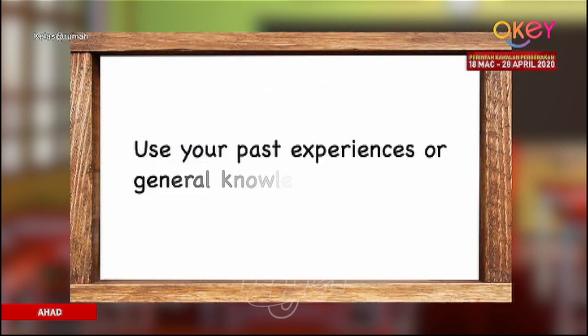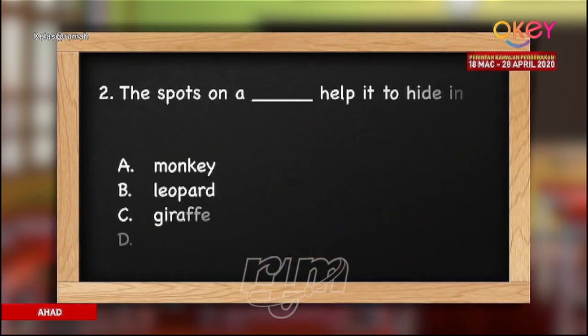Use your past experiences or general knowledge. Sometimes you can use your past experiences to help you answer the questions. For example, question 2 in 2014. The spots on a blank help it to hide in bushes. So which one of these animals has spots? I'm sure you have seen these animals on television or read a book about them.